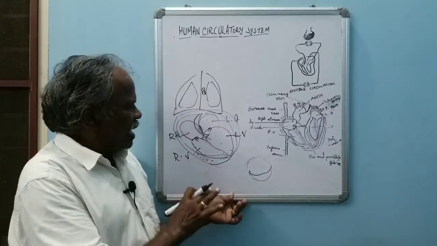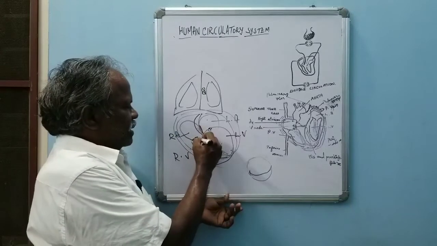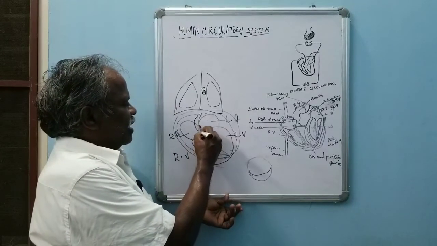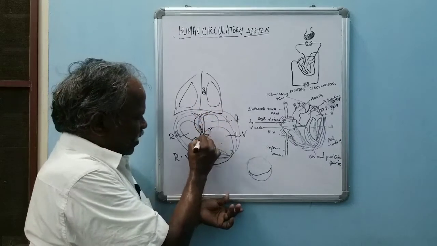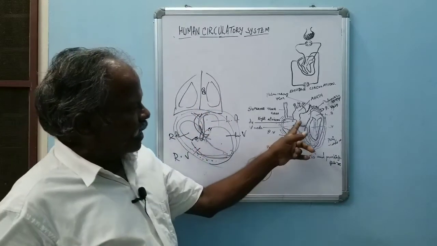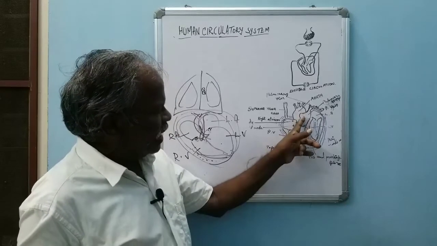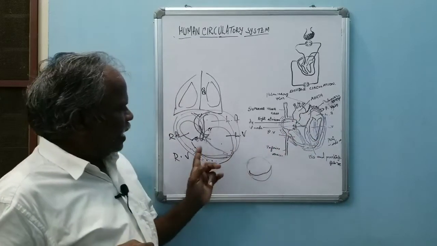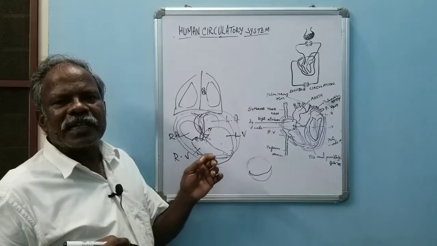Another vessel starts from the right ventricle, that is called the pulmonary artery, which carries the impure blood from the right ventricle and supplies it to the lungs for purification.